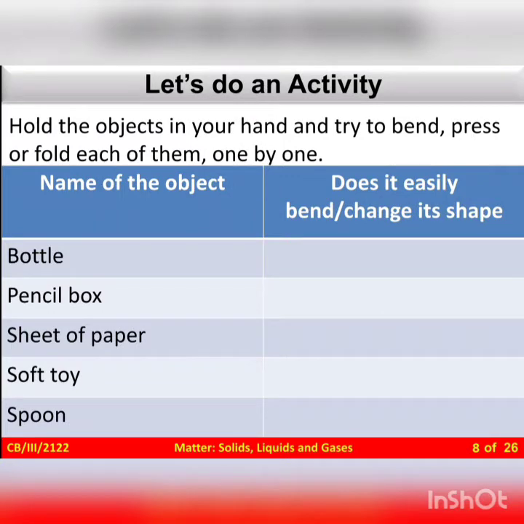Solids do not flow. They cannot be poured into containers.